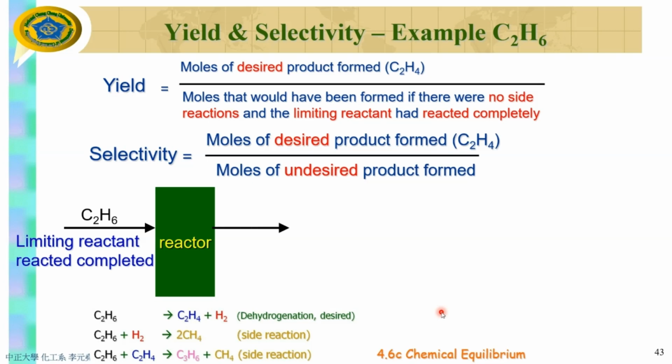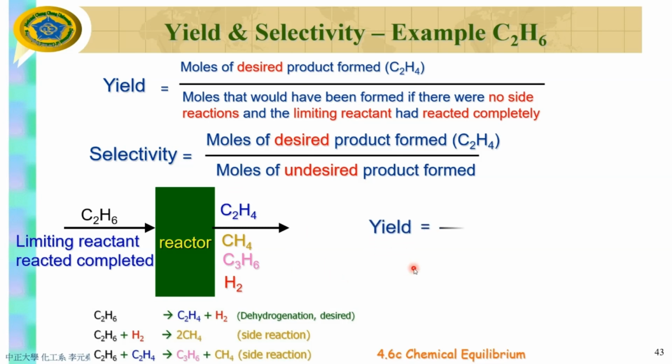And if C2H6 reacts completely, then you only have 4 species come out. The first one will be the main product, which is the one we want, C2H4. And the other 3 are formed by side reactions. They are CH4, C3H6, and H2. So you have 1 input and 4 outputs. This is how you draw it as a flow chart.